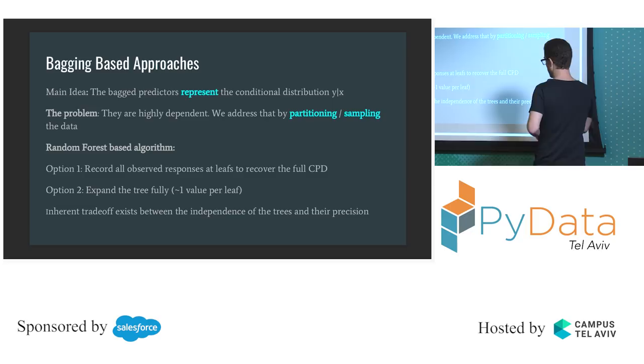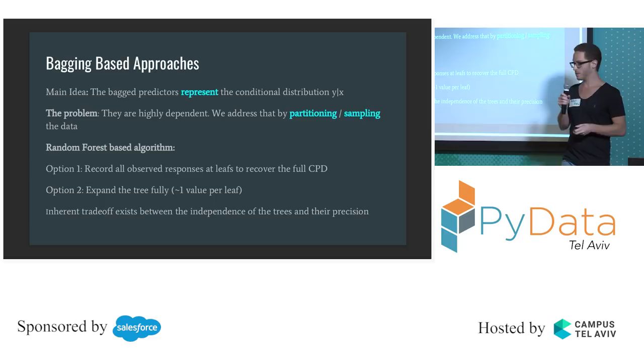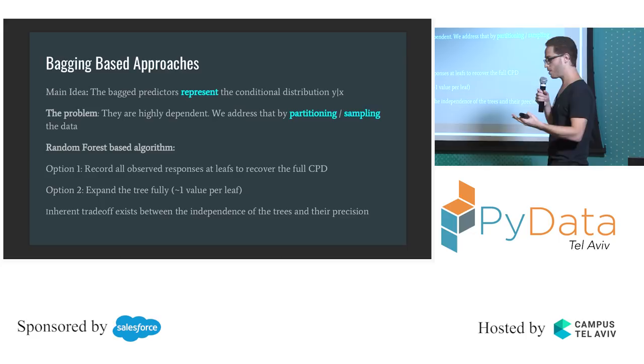Now, when using this method, one should remember that there is a trade-off between the accuracy of the predictors and their independence. We actually control this trade-off with the size of our bootstrap sampling.